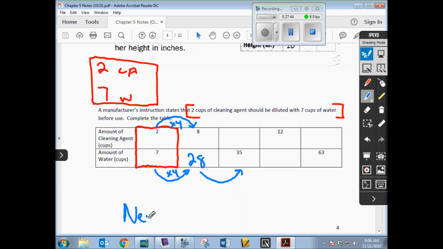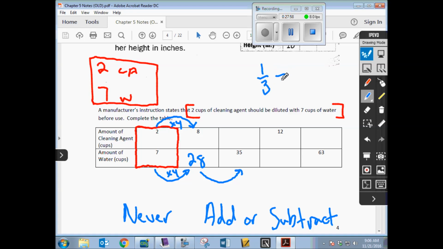Let's all write that. You can never add or subtract to find equivalent ratios. Just like fractions, guys. I can't say that 1/3 is equivalent to 2/4, can I? Oh, I added 1 and added 1. Can you do that? Hello? No, you can't do that. Wrong. Okay? So now we've got to figure out what we're doing.